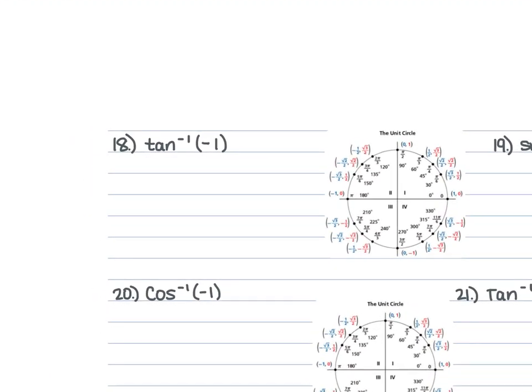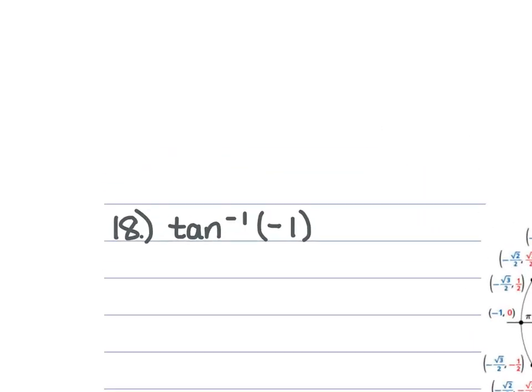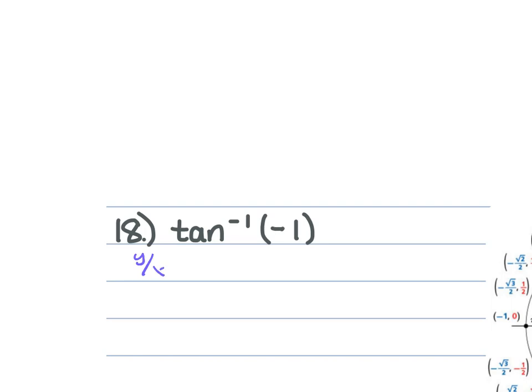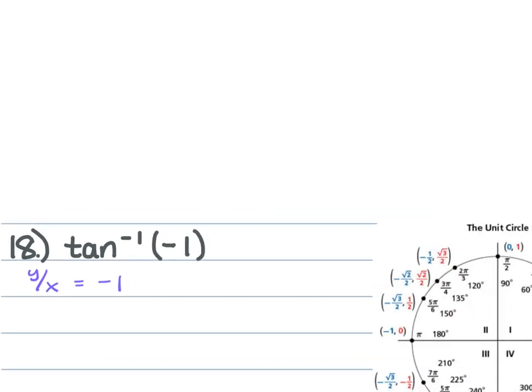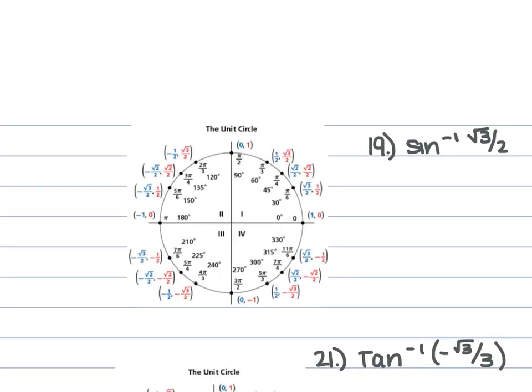For 18, we have the tangent to the negative first power of negative 1. So our tangent is our y divided by x. So where is y divided by x negative 1? If that's the case, we have to have same numbers, opposite signs. So same numbers, opposite signs are the square root of 2 over 2 and the square root of 2 over 2, but they have to be opposites. So it's going to be the 3 pi over 4 as well as the 7 pi over 4.